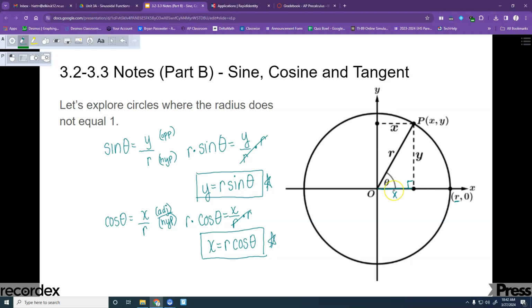Okay. Let's talk about tangent while we're here. Tangent of theta is going to equal, if you're doing tangent, that is opposite over adjacent. It is going to be y over x for that. Which y is r sine theta, and x is r cosine theta. So it's still true that tangent also just equals sine of theta over cosine of theta. The r's would cancel if you put them there, so that is still true.